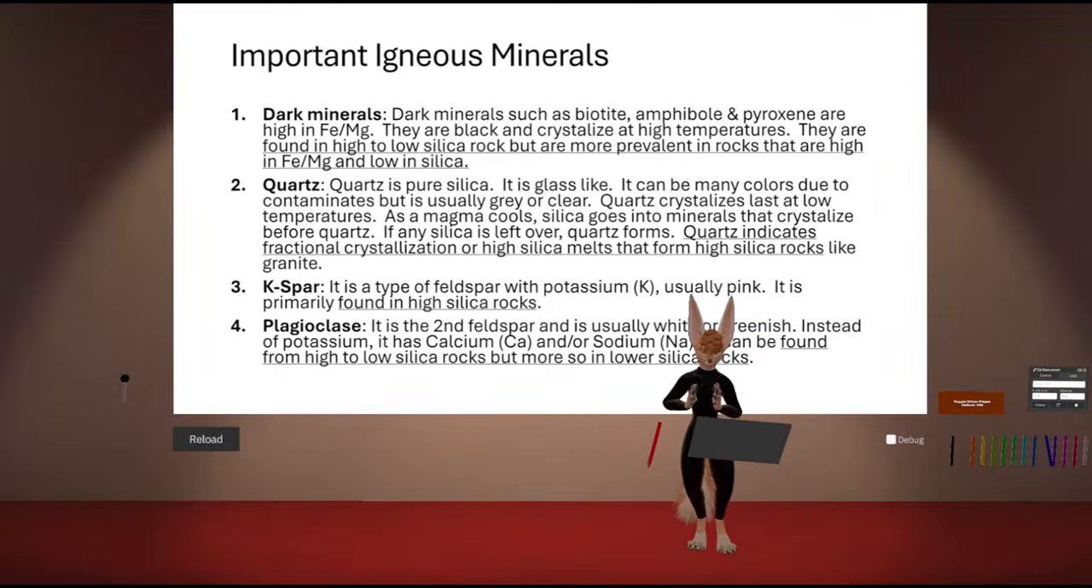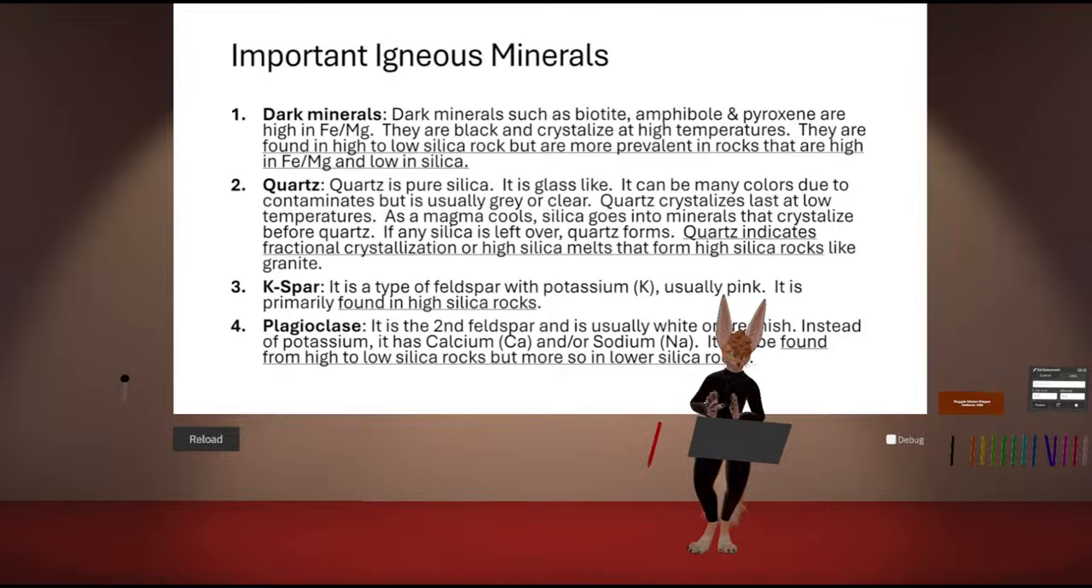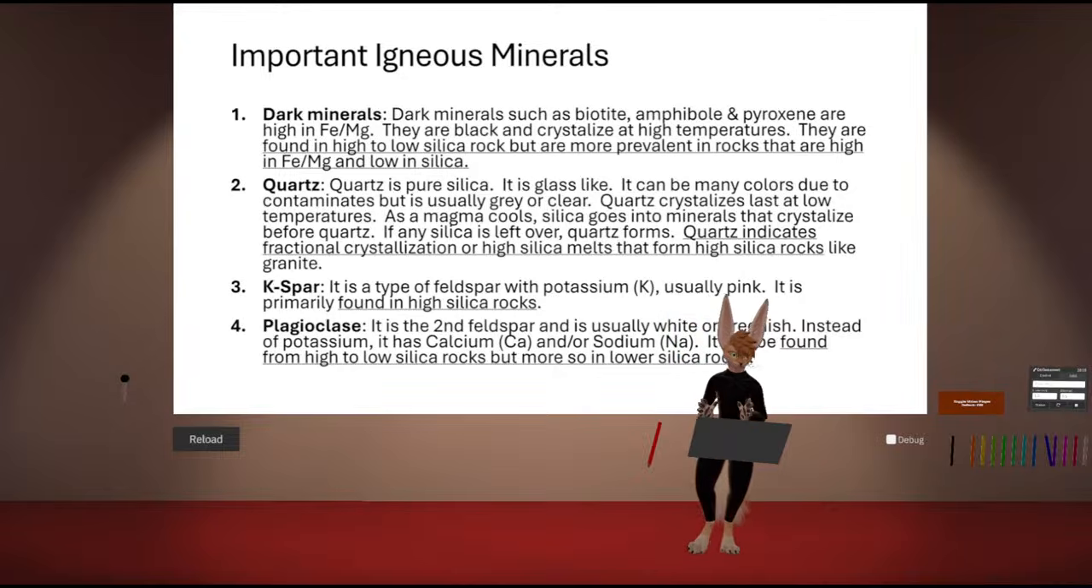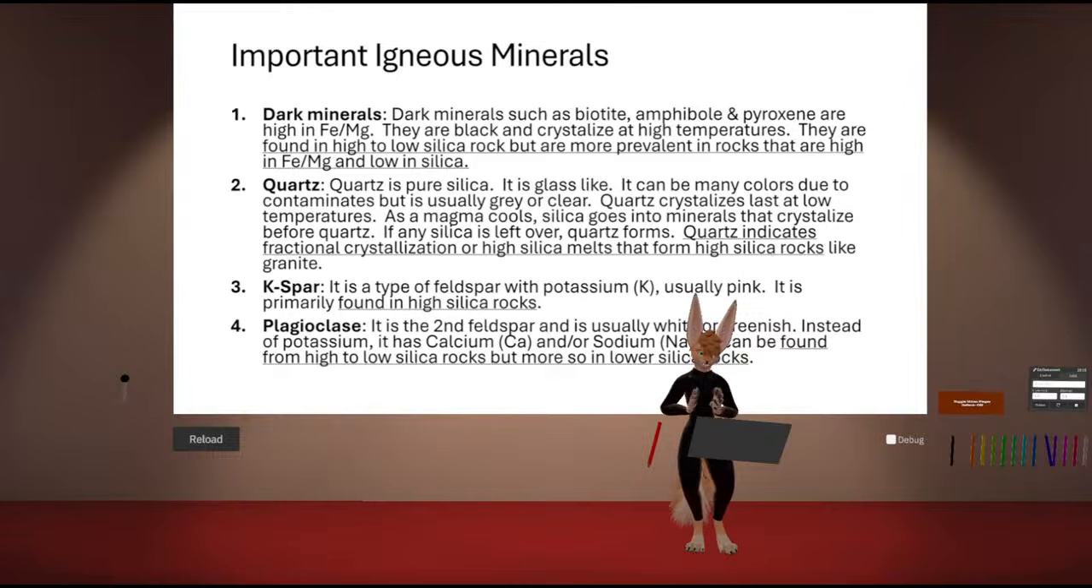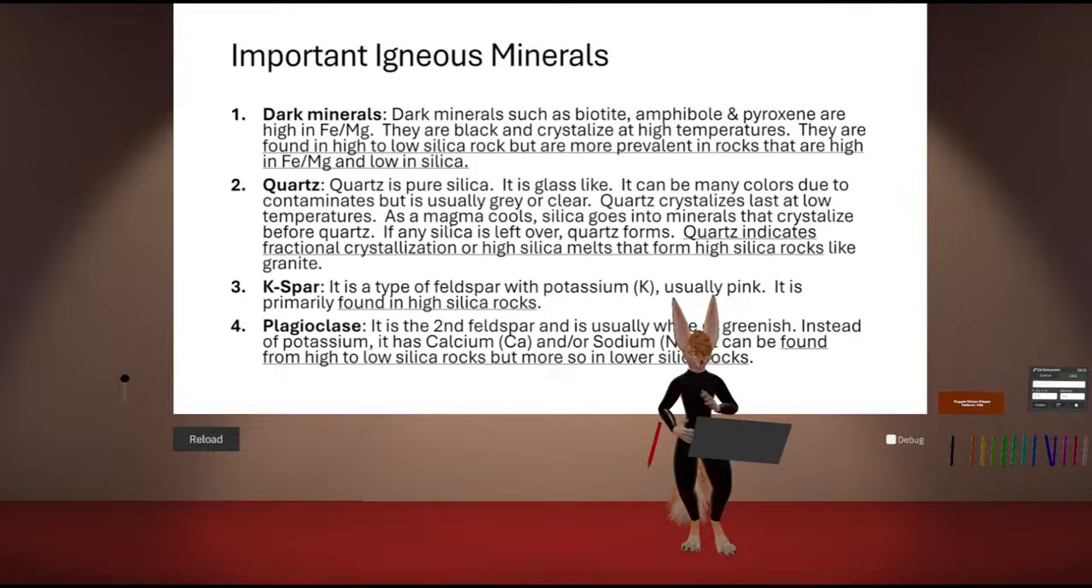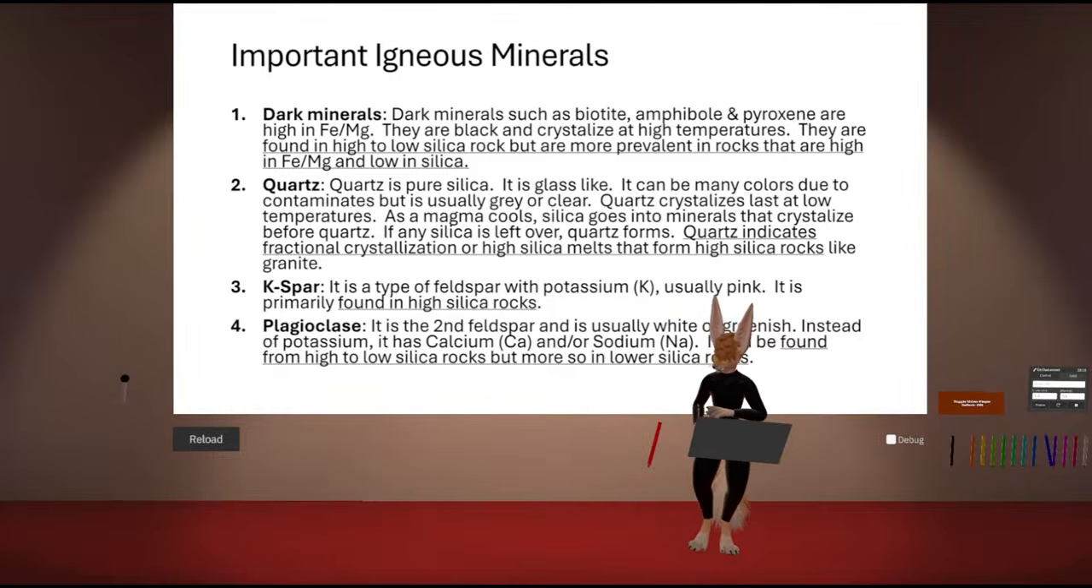K-spar is a type of feldspar with potassium, represented as K, for all your chemistry nerds here, usually pink. It is primarily found in high silica rocks. Plagioclase is the second feldspar and is usually white or greenish. Instead of potassium, it has calcium or sodium, and it can be found from high to low silica rocks, but more so in the low silica rocks.